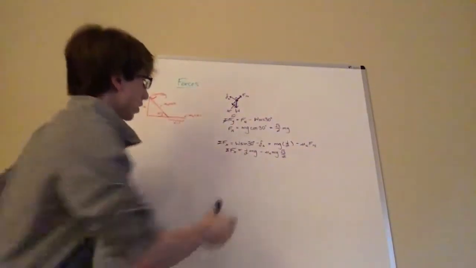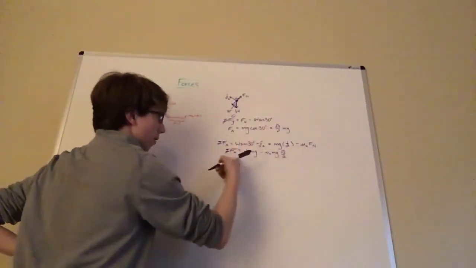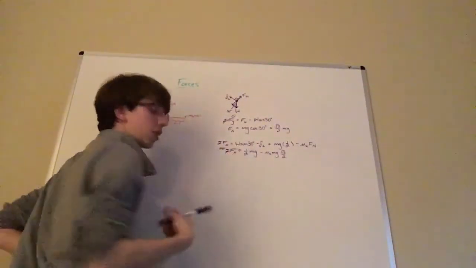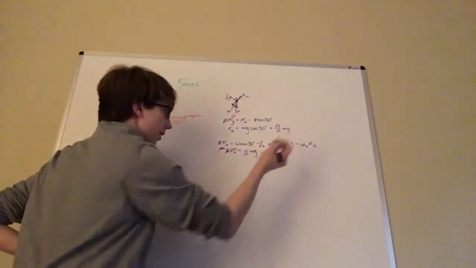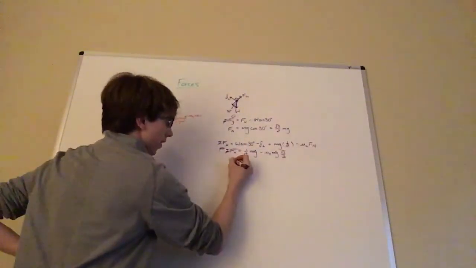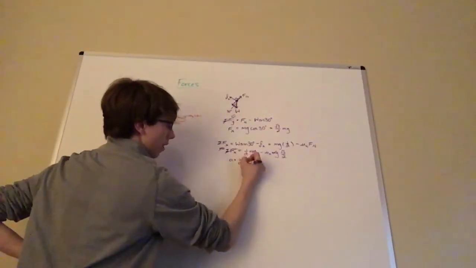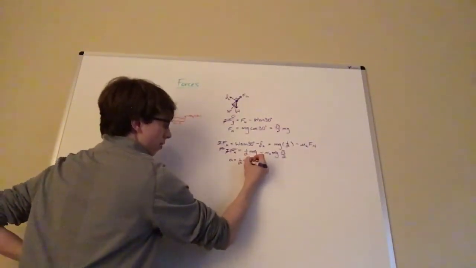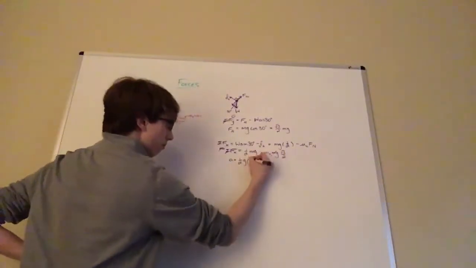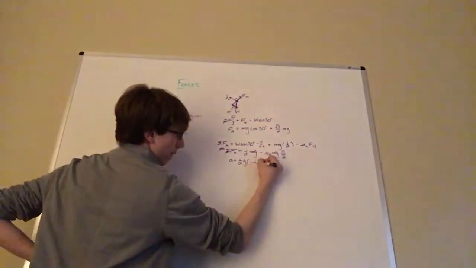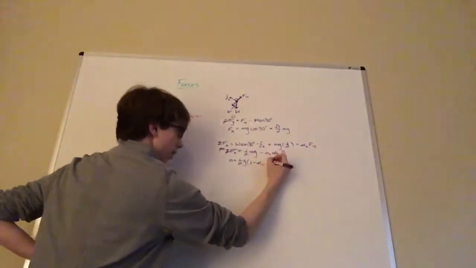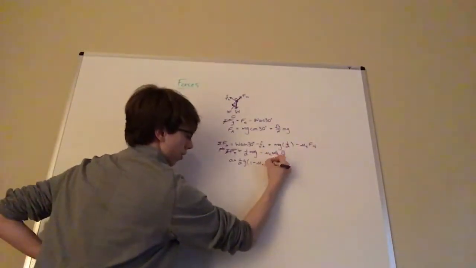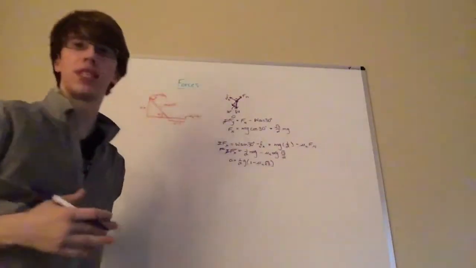Finally, we just say that the sum of our x forces is the mass times the acceleration, because F equals ma, and the mass actually cancels in this case. And we're just left with the acceleration is equal to 1/2 the acceleration due to gravity times 1 minus the coefficient of kinetic friction of the ramp times the square root of 3, which is about 1.7.